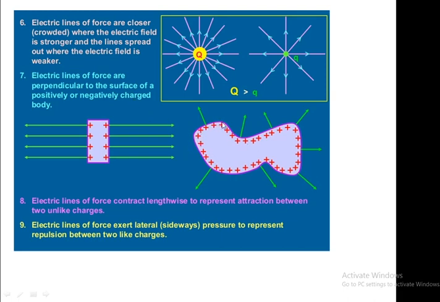You see the surfaces are irregular in shape. Positive charges are given. See, the direction of the electric field is exactly perpendicular.